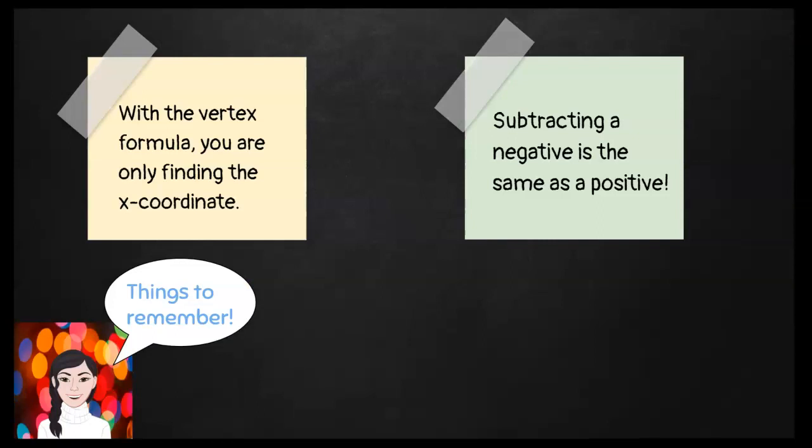Okay, so here are some things for you to remember. With the vertex formula, you are only finding the x-coordinate, so you need to use substitution to find the y-coordinate. And remember that subtracting a negative is the same thing as a positive. So as you simplify your answer, just keep those things in mind.